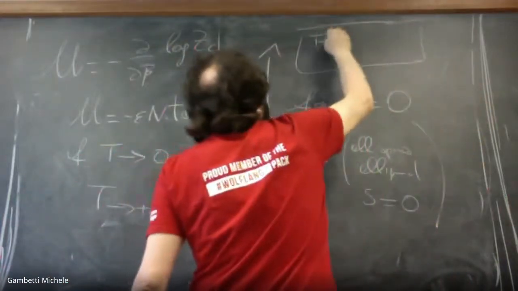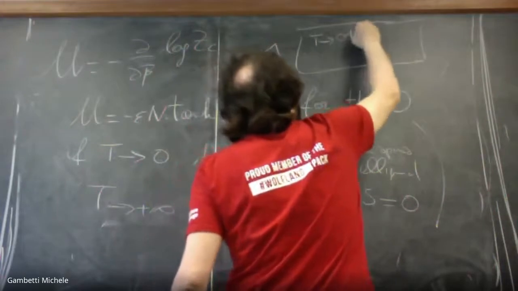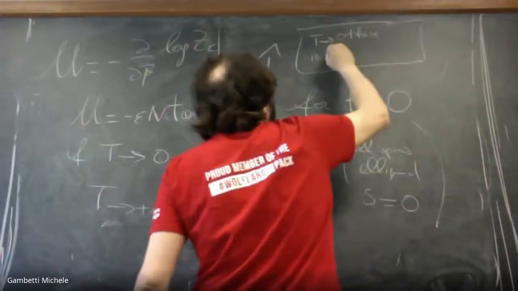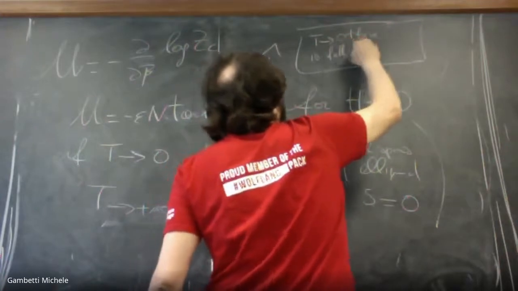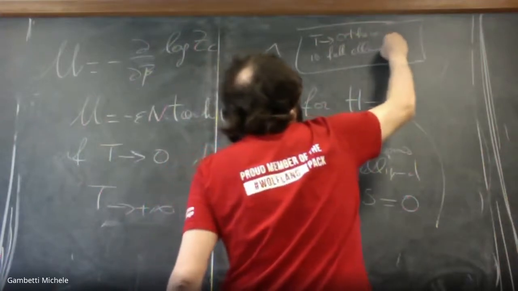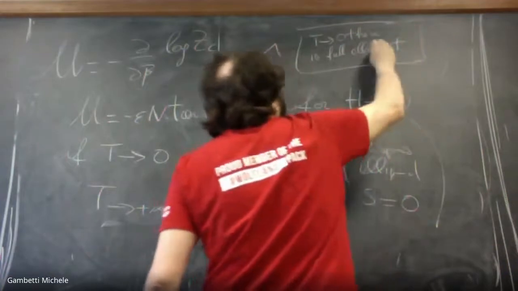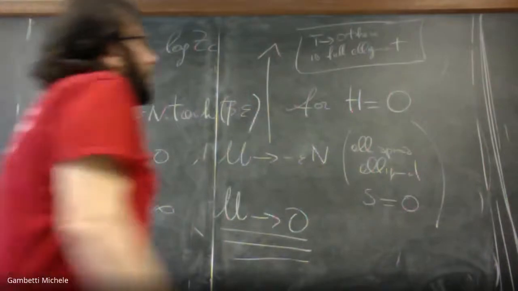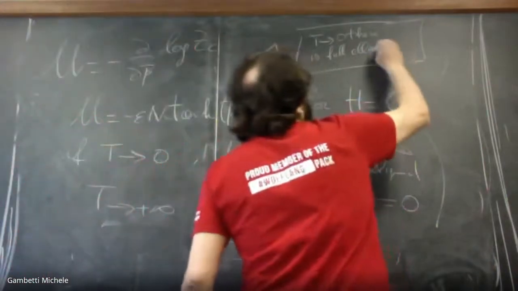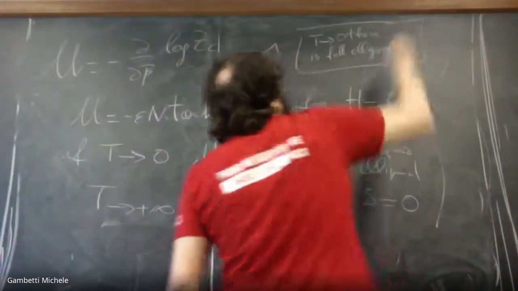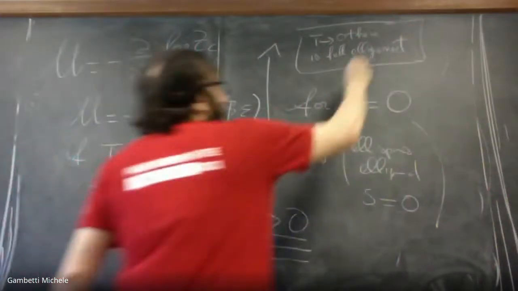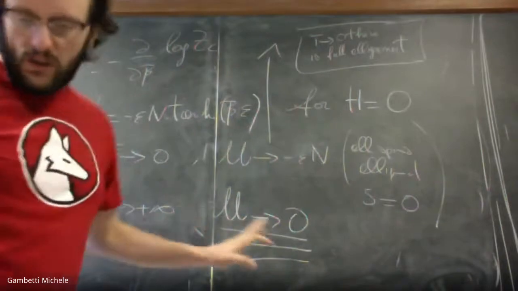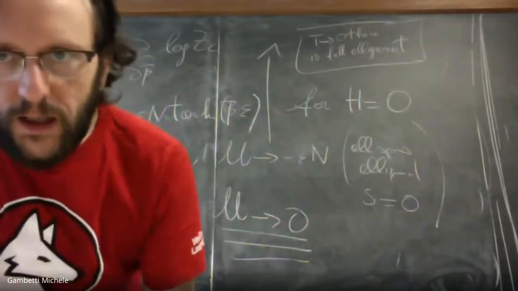So the message of this is that for t going to zero, only in the limit t equals zero, there is a full alignment. Okay, so this is concerning the internal energy.